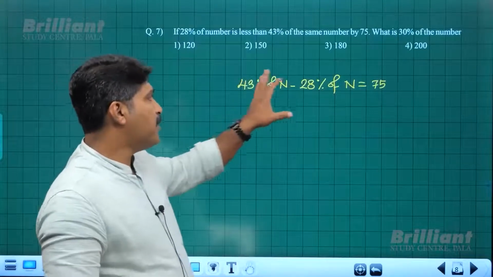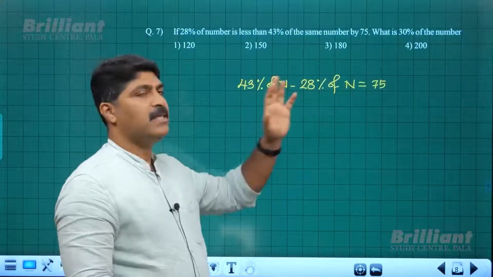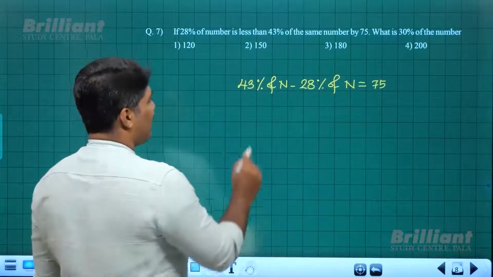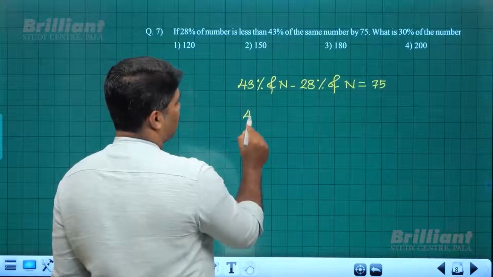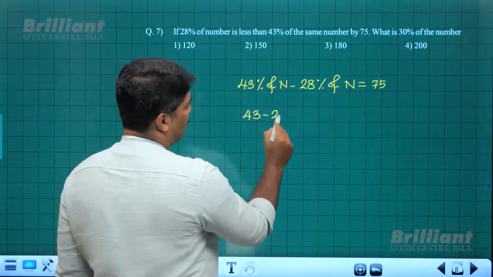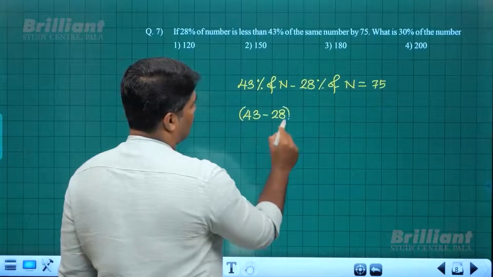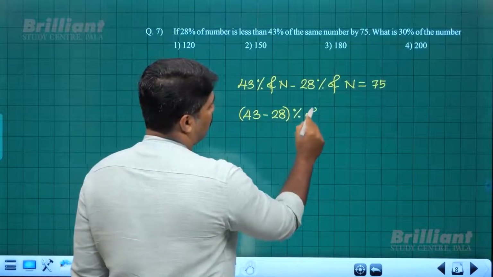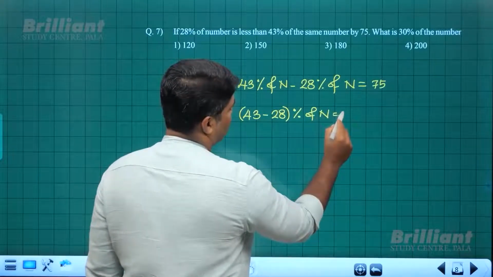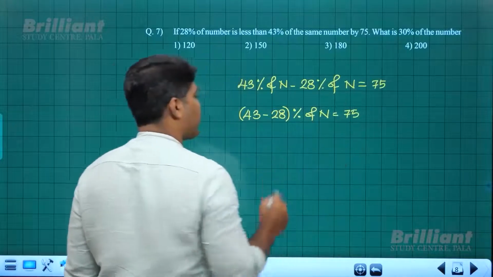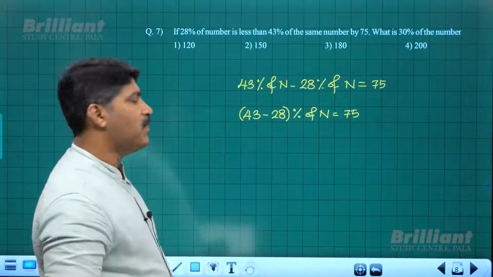Whenever we are considering such a subtracted form, both the bases are the same, n. So you can combine the percentage values together. Therefore, we can write it as 43 minus 28% of n, which is equal to 75. What is 43 minus 28?